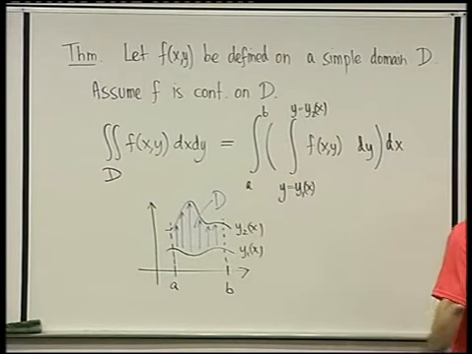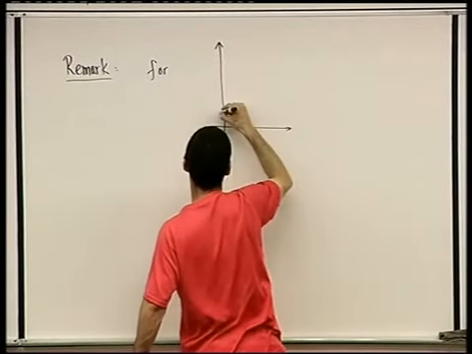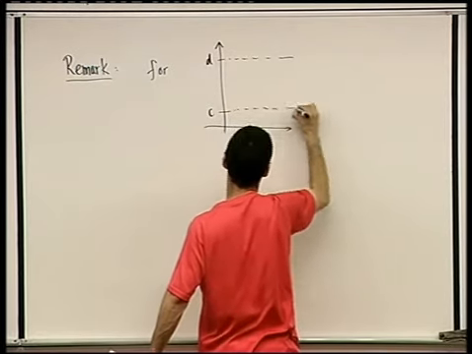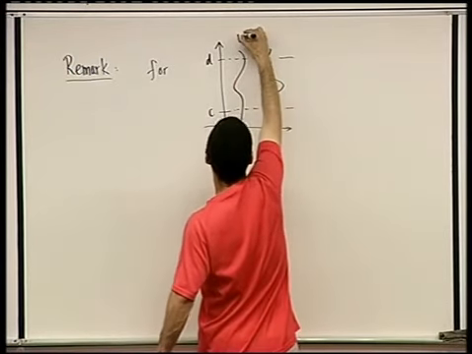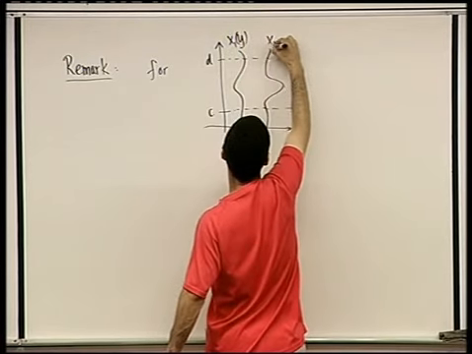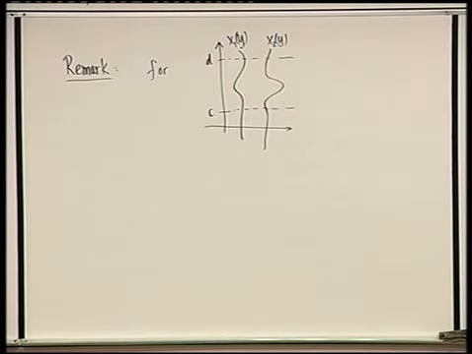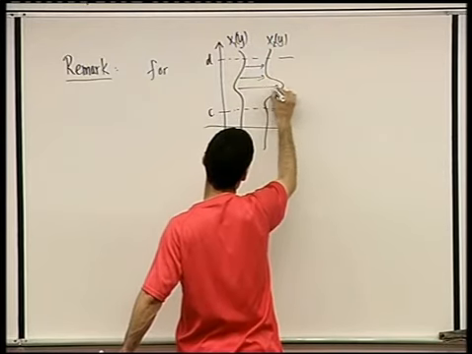Maybe let's write that. Let's not be lazy. Remark: for a domain of the form y's between c and d, and x's between two functions of y, x1 of y and x2 of y, the domain is this shaded area, again suggestively shaded like this.